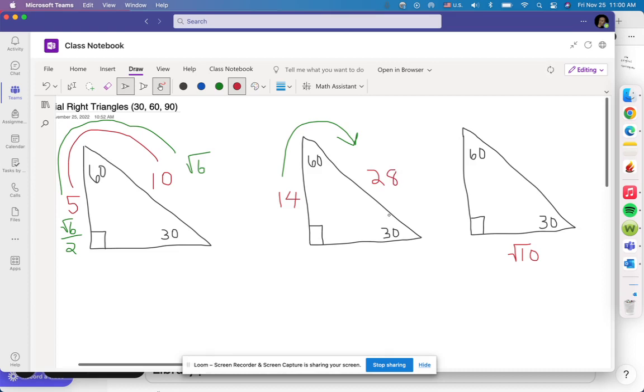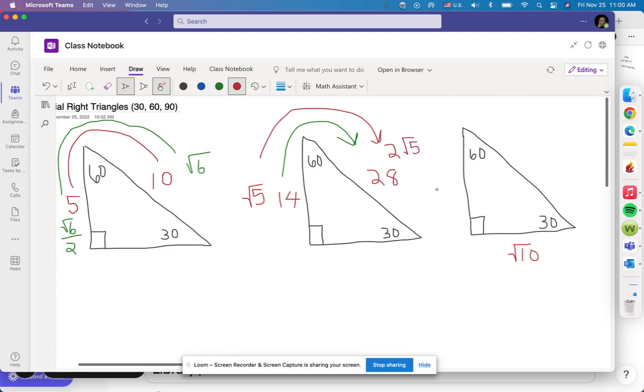Okay, same deal. If I gave you square root of 5, and I'm going from opposite 30 to the hypotenuse, your answer is going to be 2 times square root of 5. And you leave it like that.